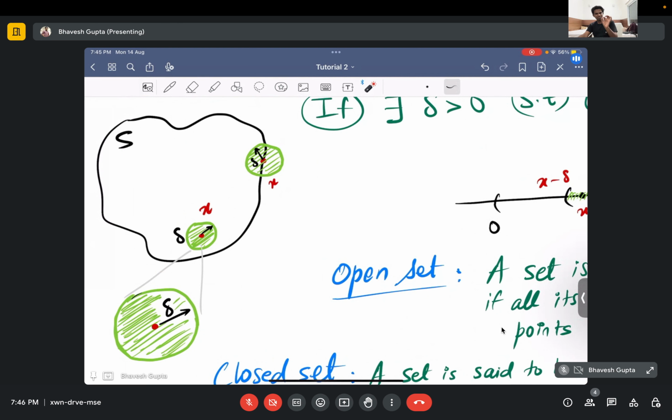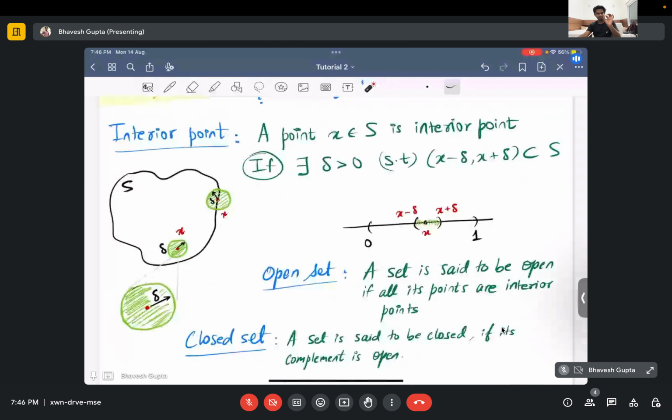We can say the point which I have marked at the boundary, which lies at the black circle, is a boundary point. This is not an interior point because no matter what circle you construct around this particular boundary point, no matter how big or small this neighborhood is, this neighborhood can never be completely inside this set S, right?